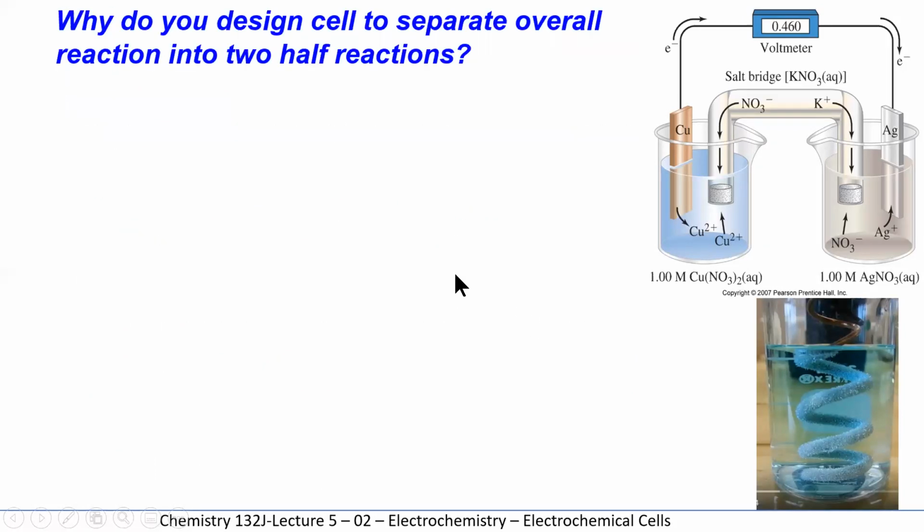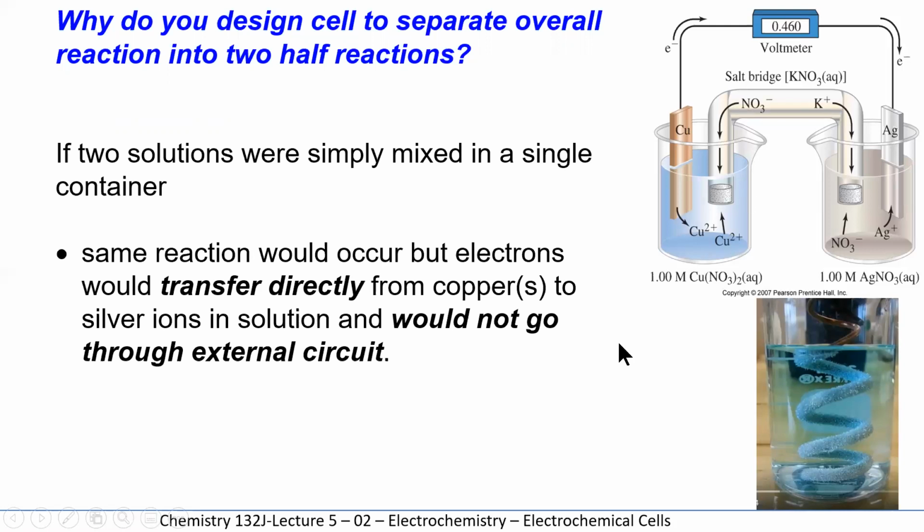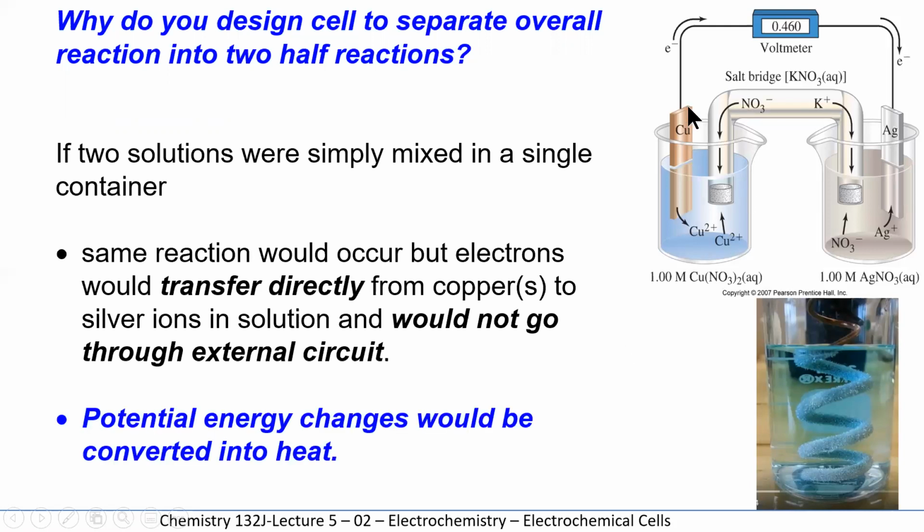Now, how do we design a cell to separate the overall reaction into the 2 half reactions? So we simply put them in 2 separate beakers and allow the electricity to flow through the external circuit. The potential energy changes would be converted into heat if they're in the same beaker. You're still going to get a bit of heat here, because the wire is going to heat up to some degree, but you will now be able to harness the flow of electrons from one side of this cell to the other.